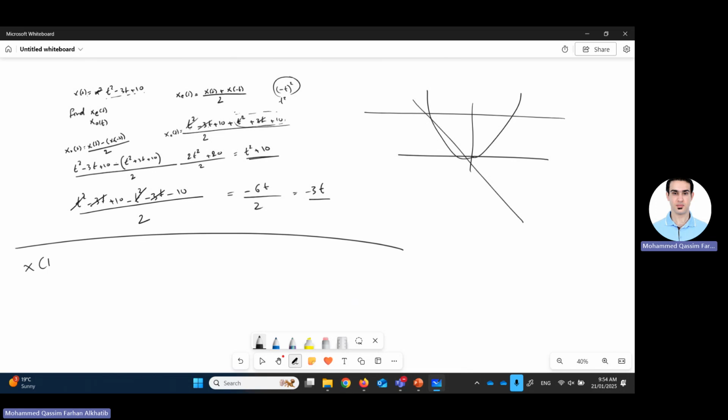All right, I want you to try this function. X of t equals 3t squared plus 5 cosine t minus sine 2 pi t plus 10.